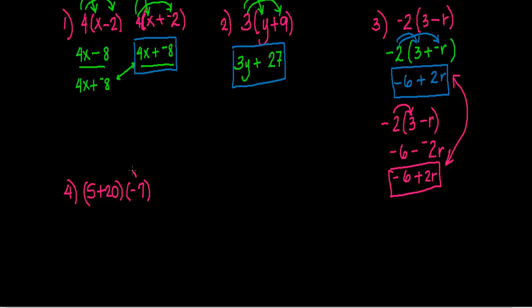So negative 7 times s is negative 7s, because negative times positive is negative. Then we have a plus, and negative 7 times 20, negative times positive is negative, and 7 times 20 is, well, 7 times 2 is 14, and a 0, 140. And here's your answer. I hope this helps you.